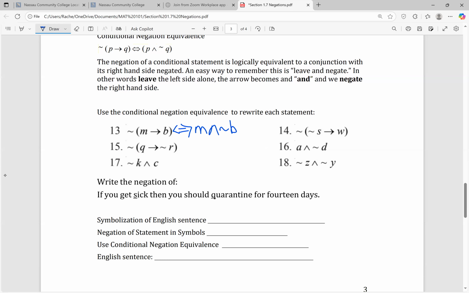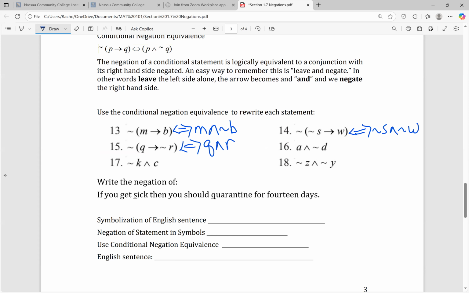Number 14, we're negating the conditional statement, not S implies W. So leave not S, and negate the right-hand side. So we're going to get not S and not W. Number 15, we're negating Q implies not R. That's going to be equivalent to the statement Q and, so leave and negate the not R. A not R is R, so it's Q and R.